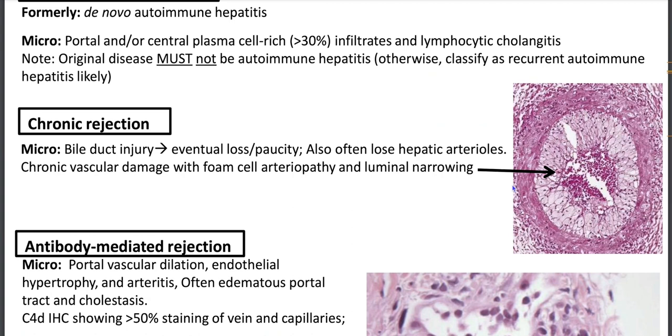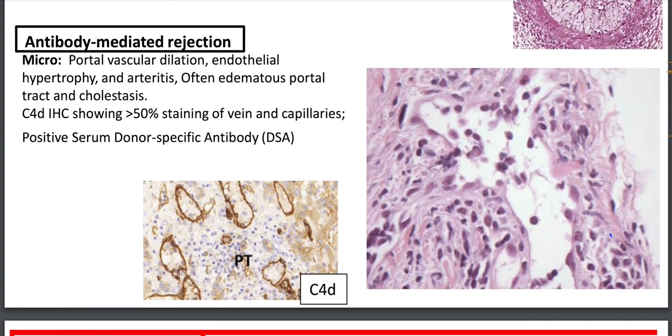Chronic rejection. Look for bile duct injury, which over time can lead to eventual loss and paucity. You also often lose your hepatic arterioles, with chronic vascular damage, foam cell arteriolopathy, and luminal narrowing, as you can see here.